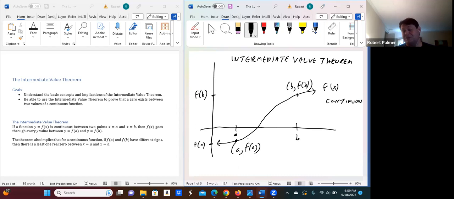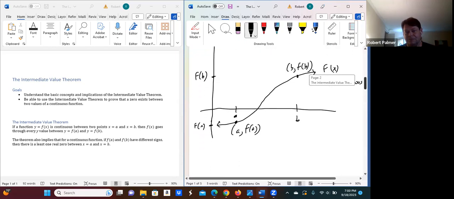Okay, basically it has to, because if it's continuous and it goes from here to there, essentially it has to go through each one of those points for it to be continuous. Now, if it's not continuous, that doesn't necessarily hold. But if it is continuous, then it has to be true. So between some points A and B, as long as the function is at least continuous between those two points, then your y value is going to basically go through every y value between the y value at A and the y value at B.